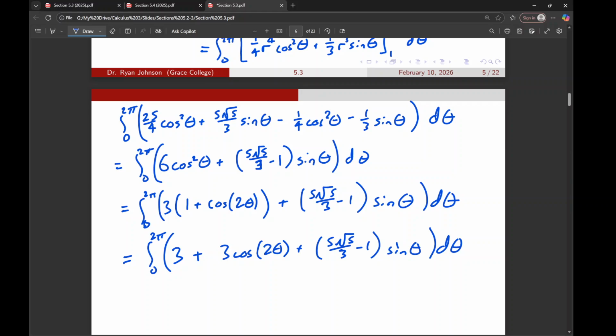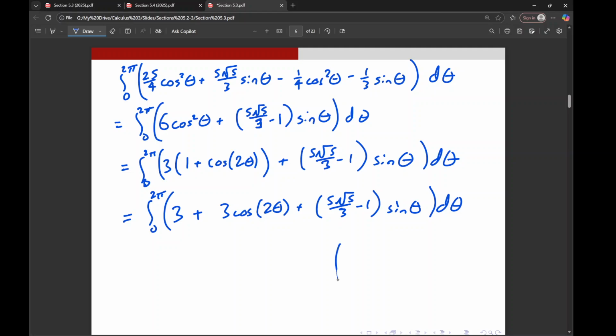When you're integrating trig functions from 0 to 2 pi, if the trig function goes back to where it started, think about sine. Sine goes like that, right? So that's 0 to 2 pi. Sine is just as positive as it is negative, so if you integrate from 0 to 2 pi, you get 0. And cosine, similarly, and cosine 2 theta especially, is just as negative as it is positive. So when you integrate this, it'll become 0.